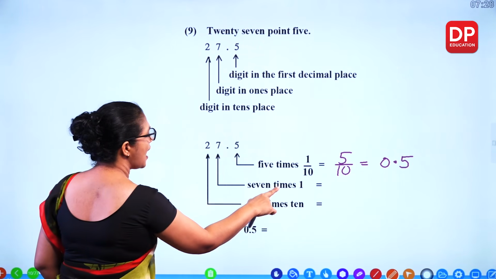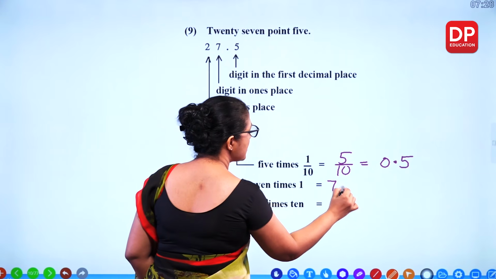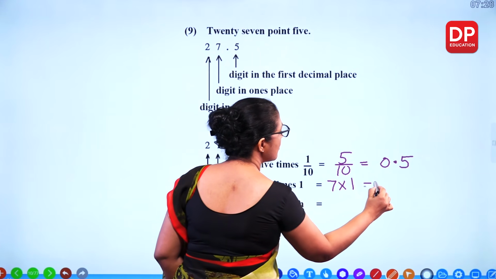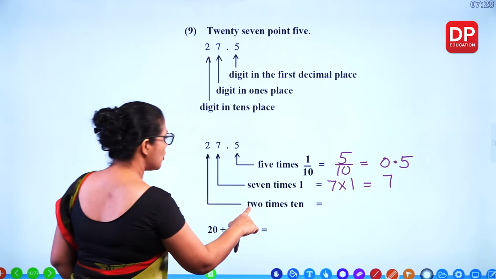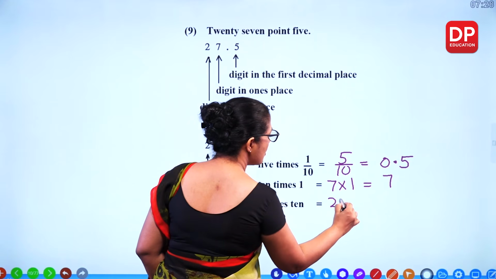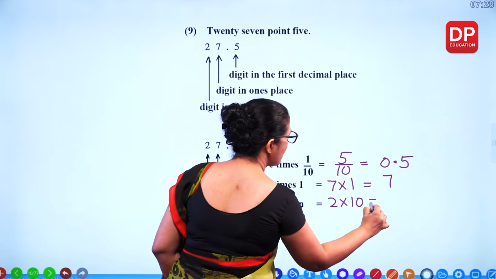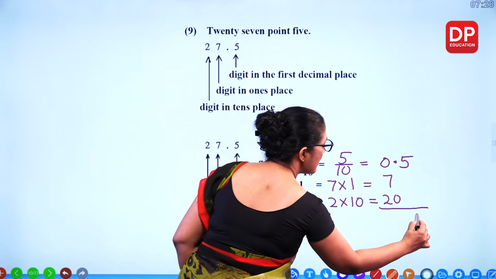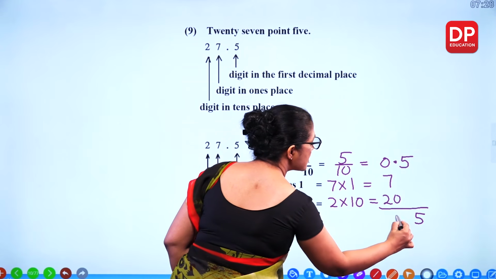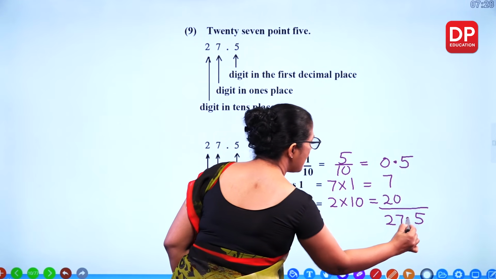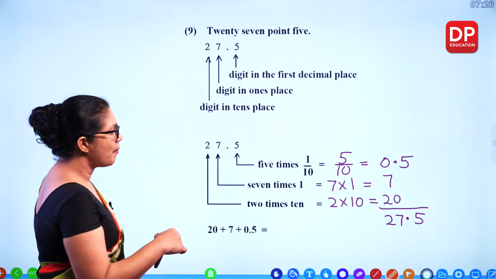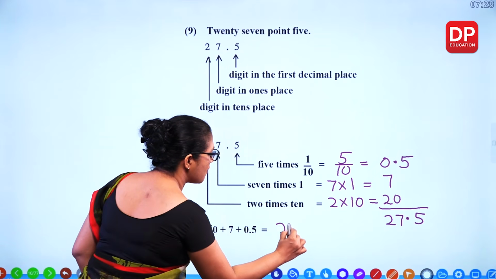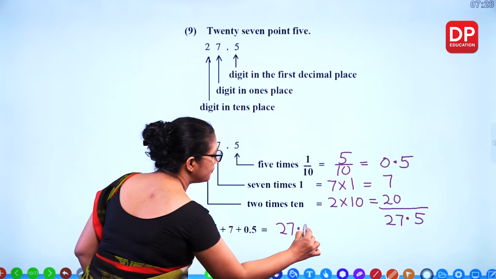7 times 1, you get 7. 2 times 10, you get 20. So when you add it all together, you get 5, 7, 2, 27.5.